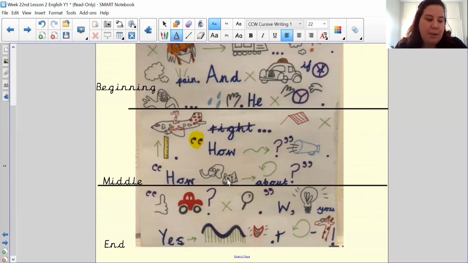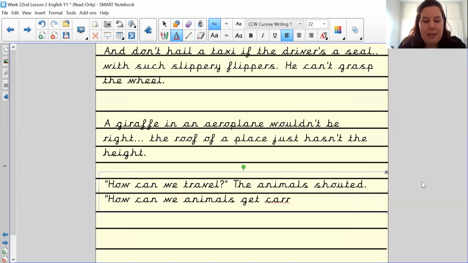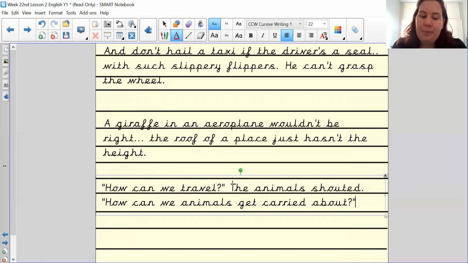Let's go back and have a look at our next part of the text map. How can the animals get carried about? Question mark, and then close my speech marks. So, open my speech marks. How, remember my capital letter, how can we animals get carried about? Question mark, and close my speech marks. And that is all I would like you to do for today.